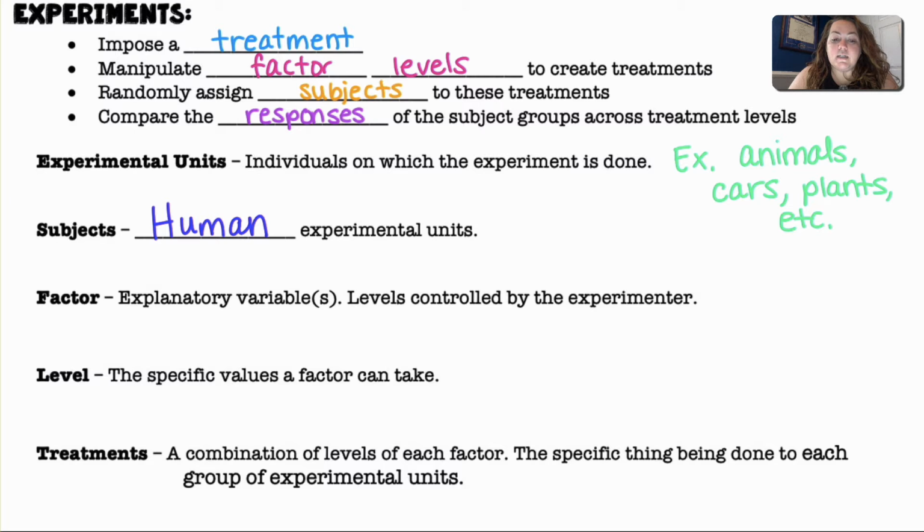The factor is the explanatory variable or variables, with levels controlled by the experimenter. The level is the specific value a factor can take, and the treatments are a combination of levels of each factor, the specific thing being done to each group of experimental units.